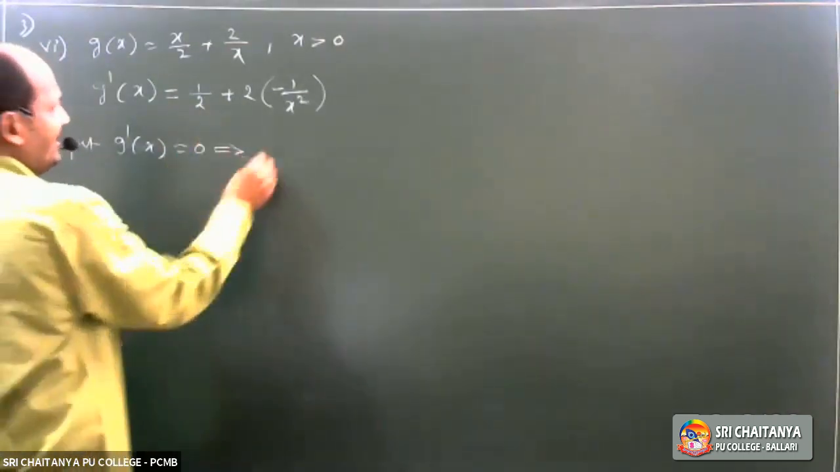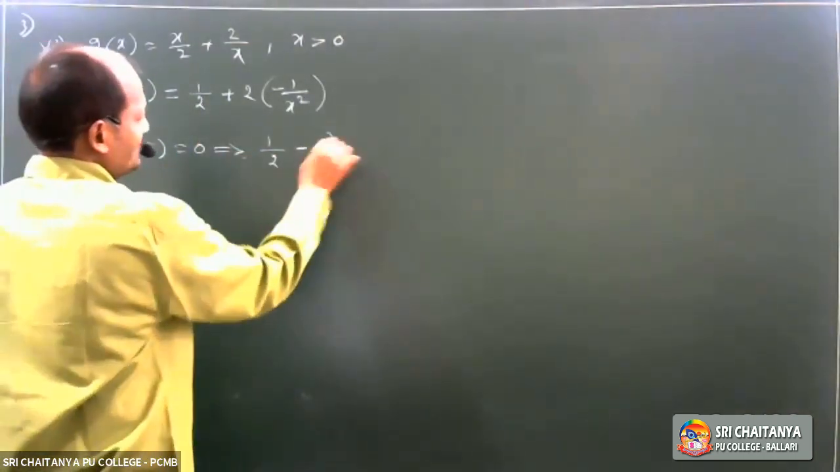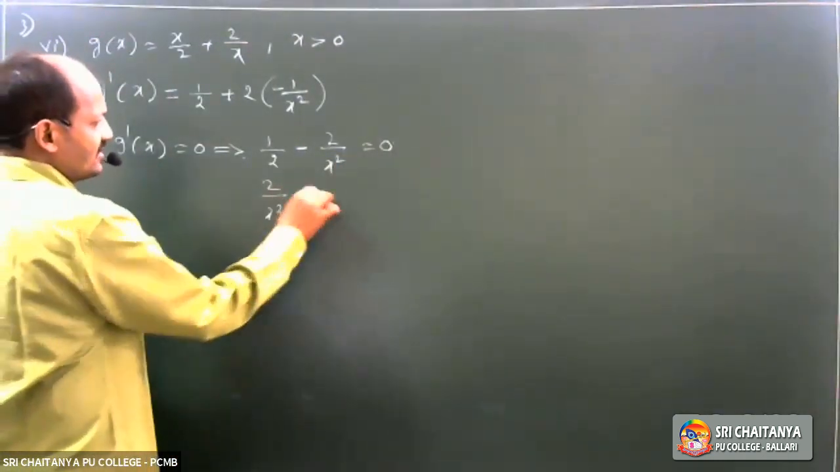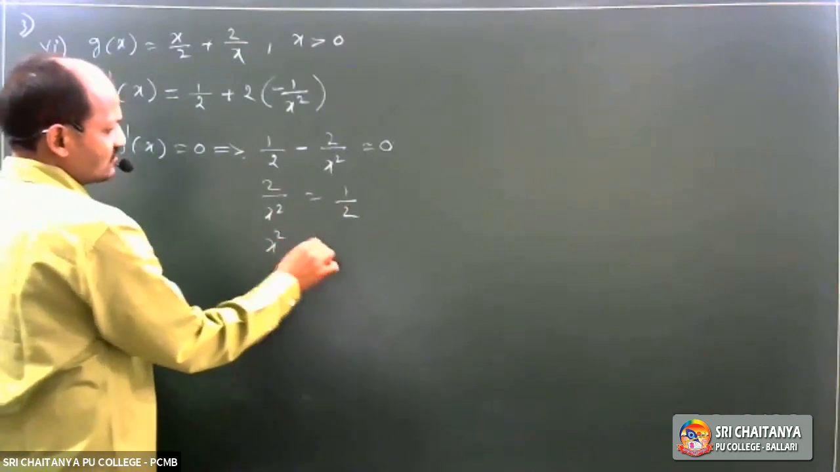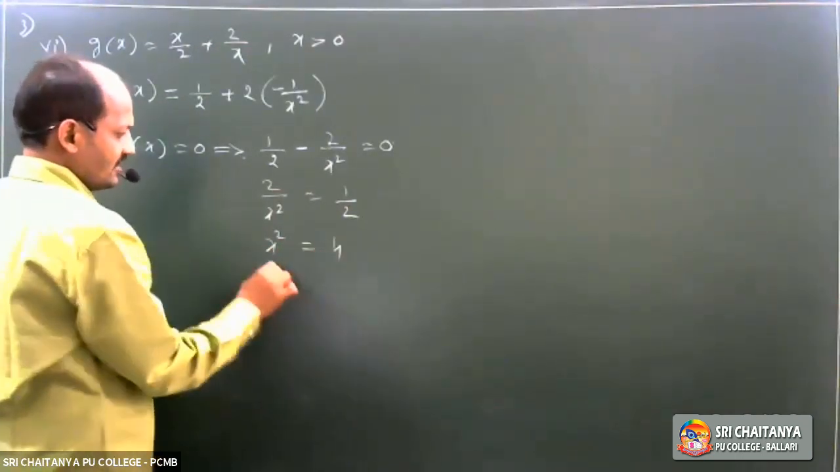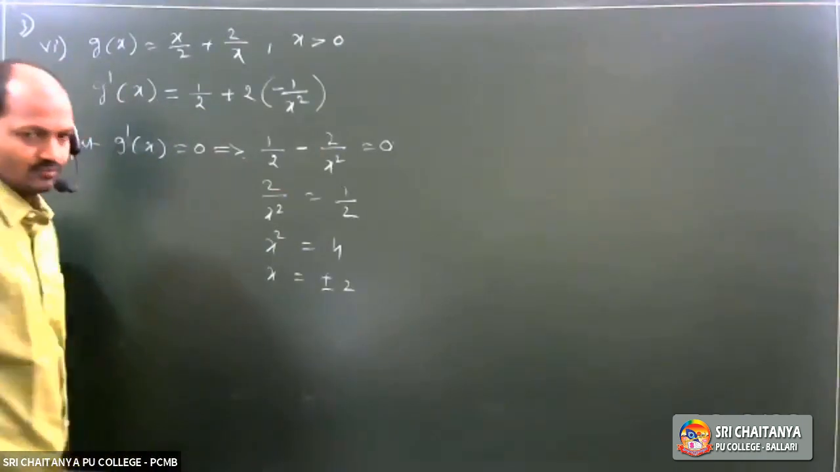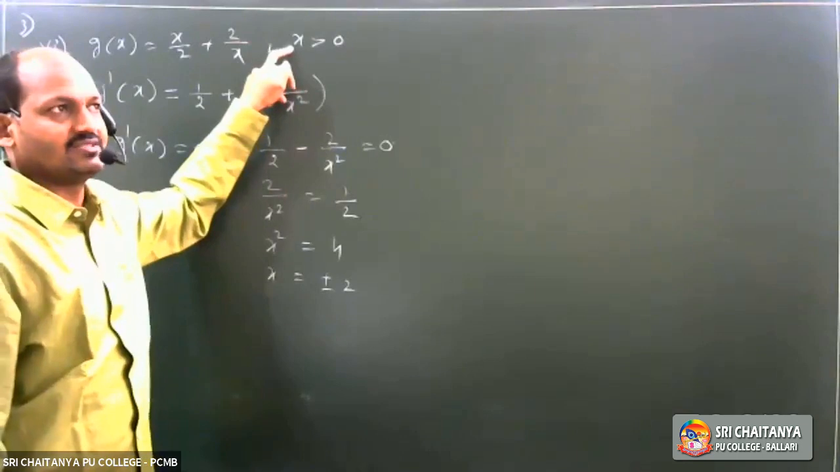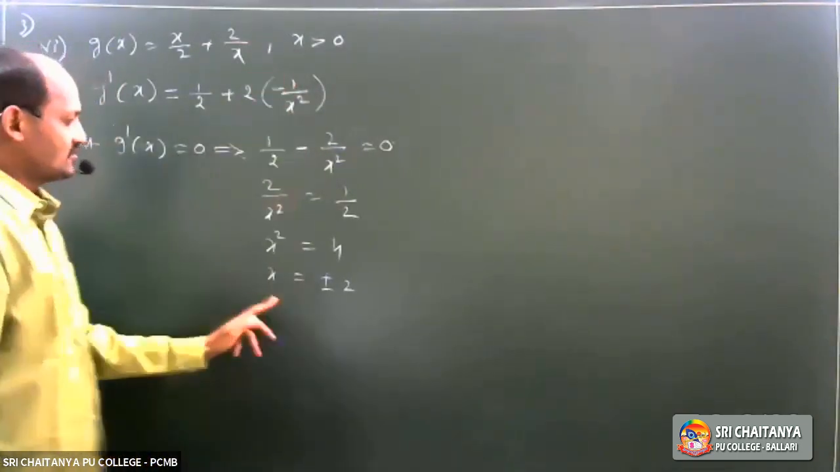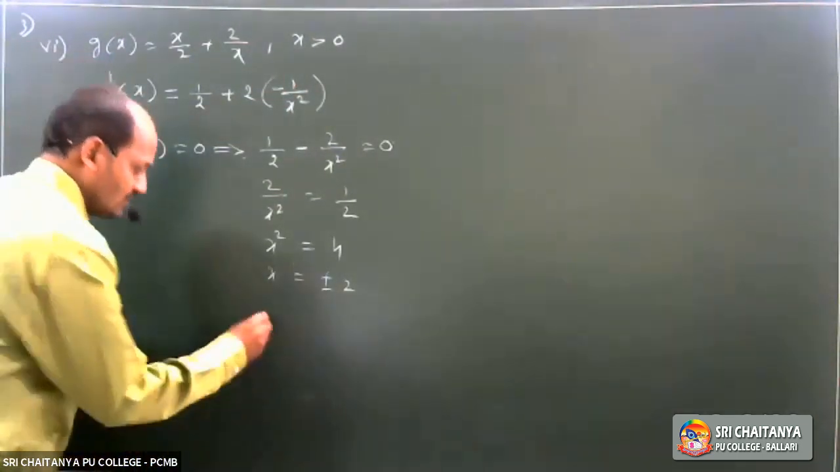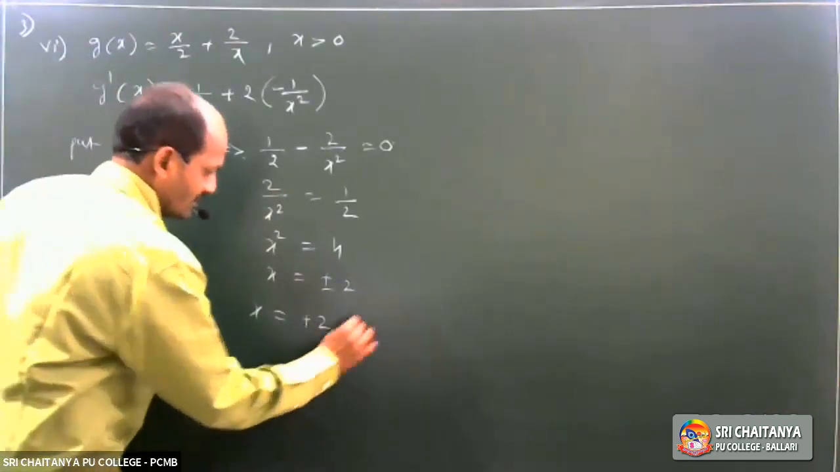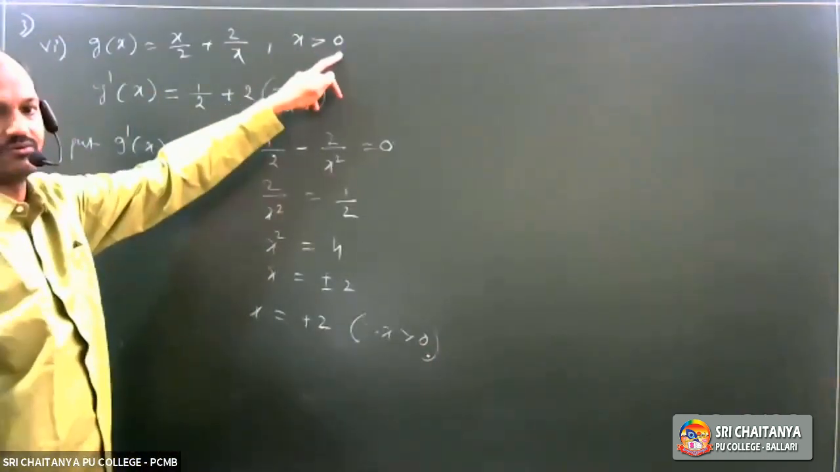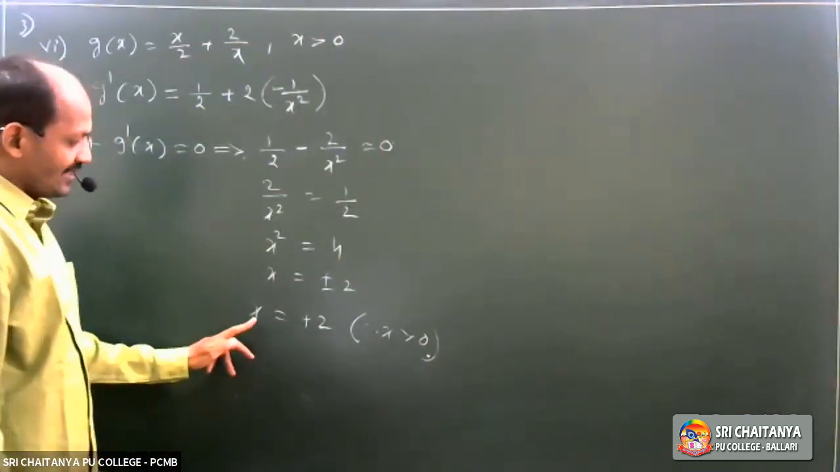That means 1 by 2 minus 2 by x square is equal to 0. 2 by x square is equal to 1 by 2. x square is equal to 4. x is equal to plus or minus 2. But here given x is greater than 0, which means only positive values. Therefore x equal to plus 2 only, because it is a given condition greater than 0. So x equal to 2.